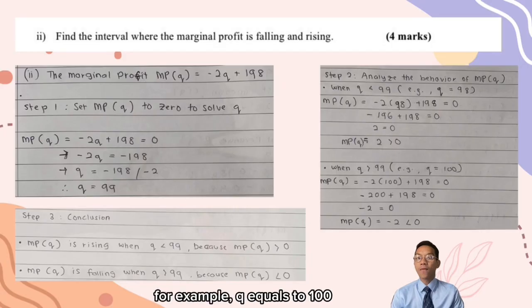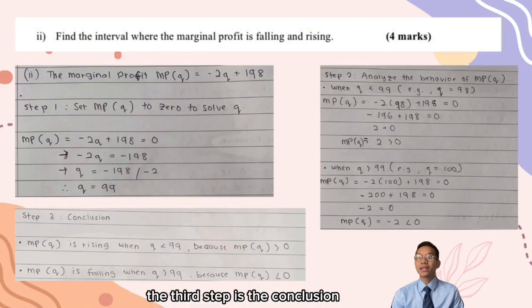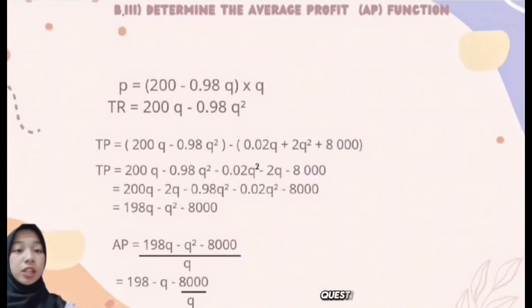The second situation is when Q is greater than 99, for example, Q equals 100. Enter Q in the function MPQ, solve it and get negative 2. This shows the MPQ, which is negative 2, is less than 0. The third step is the conclusion. By looking at the second step, I can conclude that marginal profit MPQ is rising when Q is smaller than 99 because MPQ is greater than 0, while marginal profit is falling when Q is larger than 99 because MPQ is less than 0.